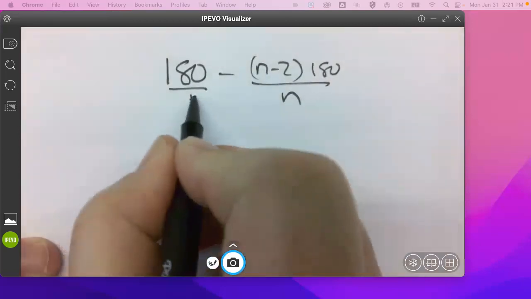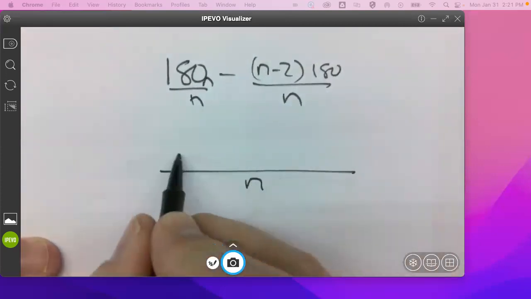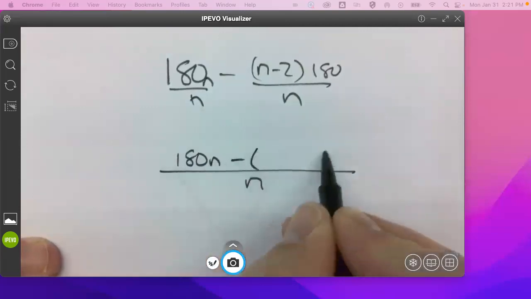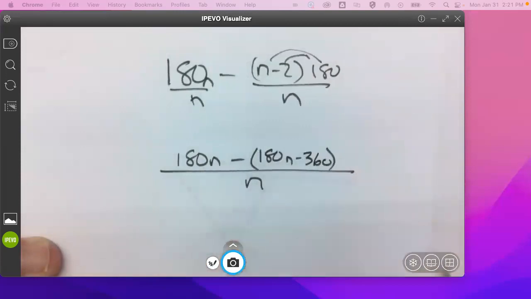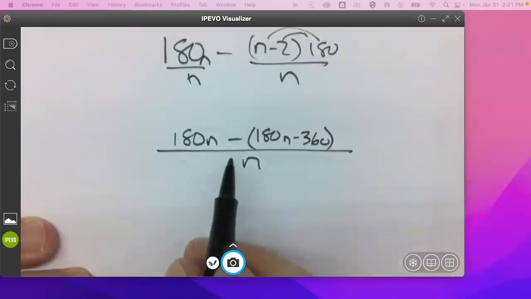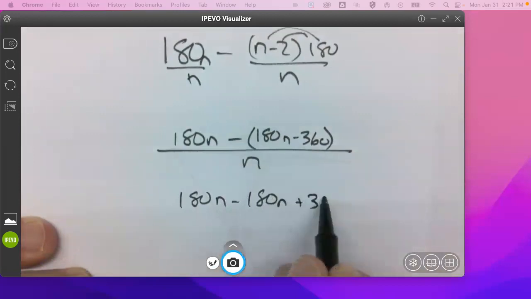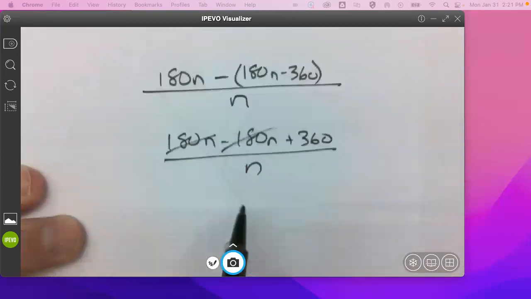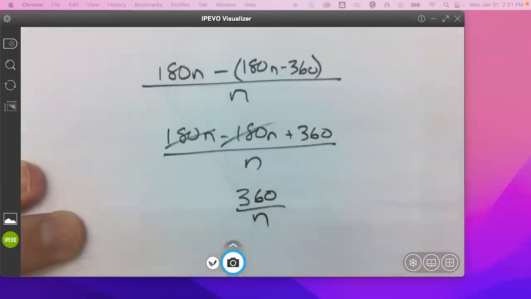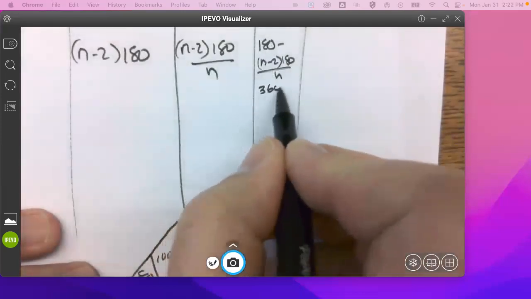In this case, we'd want an n. So I'll multiply the top and the bottom by n. And that means now I can treat it as one big fraction over n. And I'll distribute this 180 through, and then I'll distribute this negative through. These cancel. So I'm left with 360 over n. In other words, the single exterior angle is going to be 360 over n.